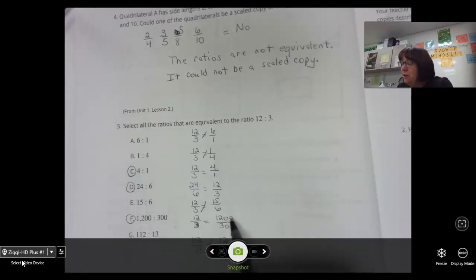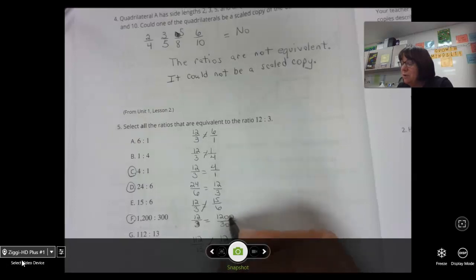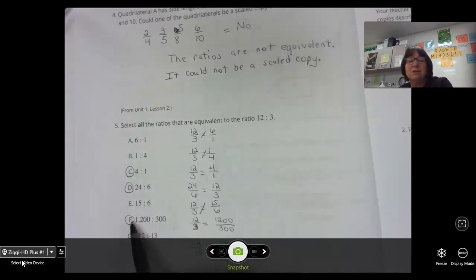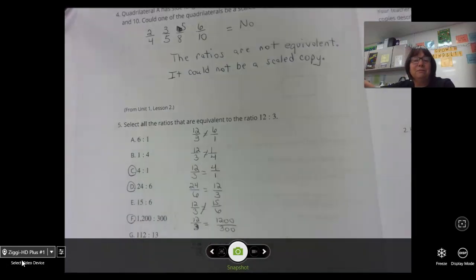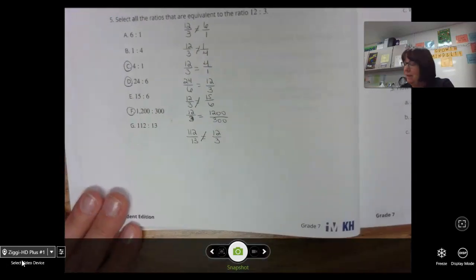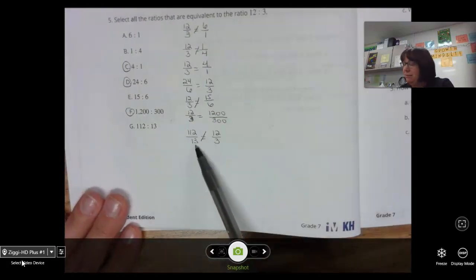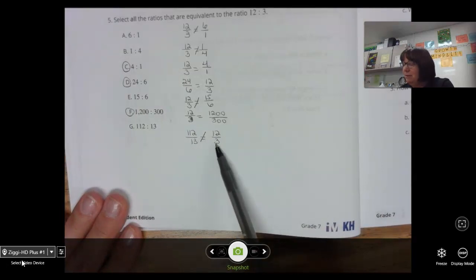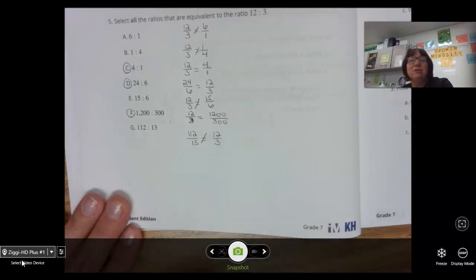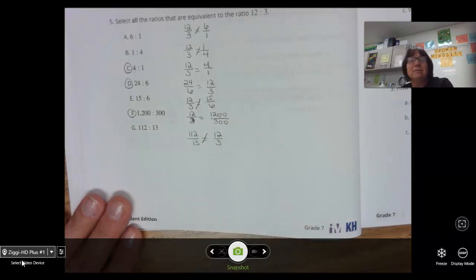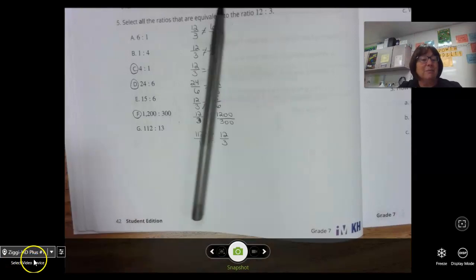And then 1200 over 300 is the same thing. You could take those zeros off and you're left with 12 over 3. So F is also an equivalent ratio. And then 112 over 13, is that the same as 12 over 3? No, that is not. Those are non-equivalent ratios. That is practice for 5.